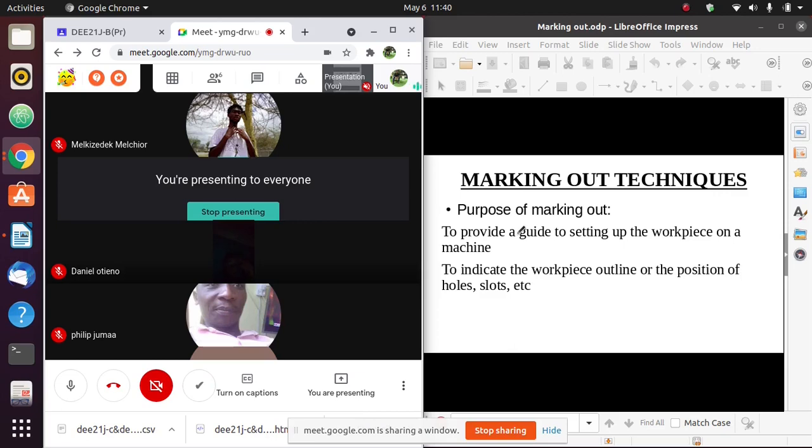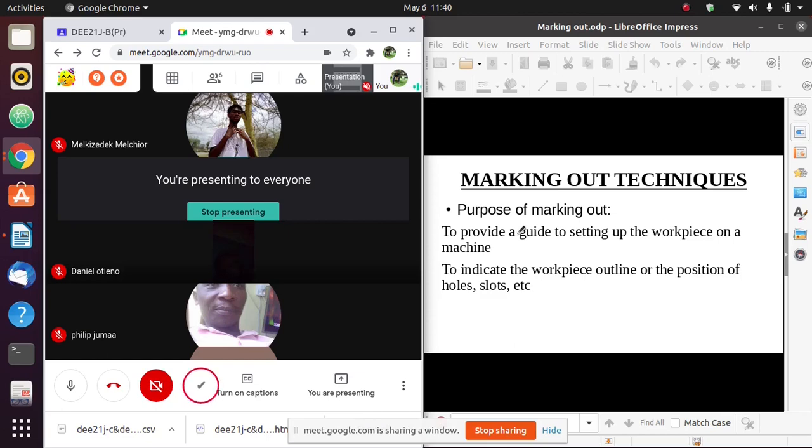The first purpose is to indicate the workpiece outline, the places where we have holes, slopes. Remember, not all workpieces will have a regular shape. Remember, we looked at castings. When you do casting, you solidify your metal, and you'll find that those pieces of metal will have awkward, irregular shapes. So for you to be able to outline the shape of that workpiece, you can mark out and draw an outline on the surface of that workpiece.